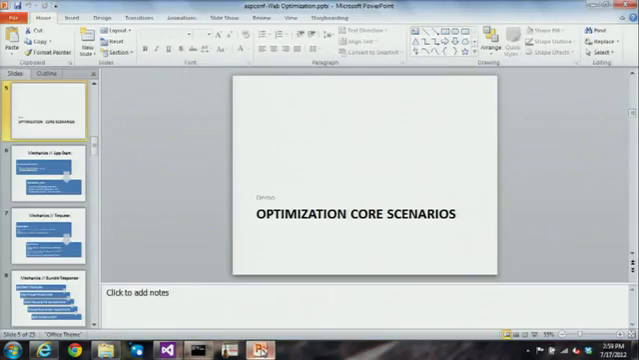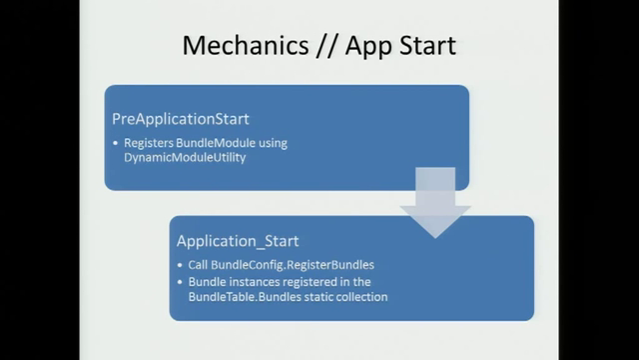All right, let's pop back into slides for a few seconds. I'll go ahead and stop this running. So those are the core scenarios for how optimization works. Let's talk a little about the mechanics. When you install the Web Optimization NuGet package, one of the things in our assembly is a method flagged with pre-application start. That method runs before app start, and its job is to use the web infrastructure's dynamic module utility to dynamically, hence the name, register an HTTP module, appropriately titled bundle module.